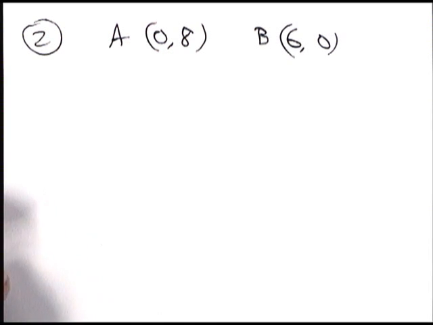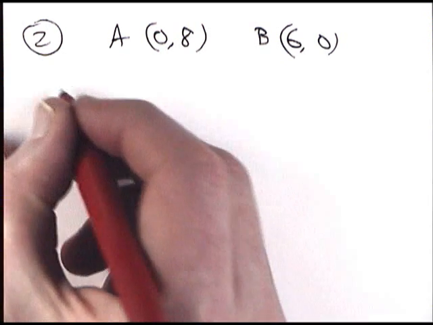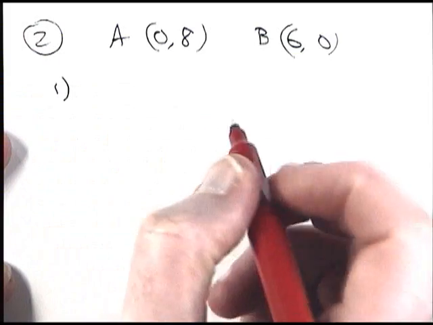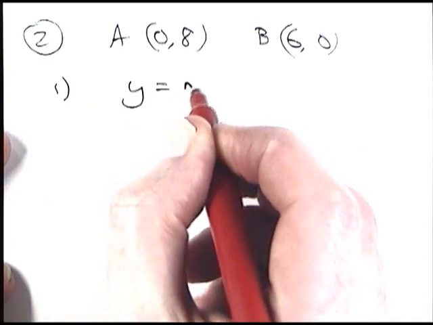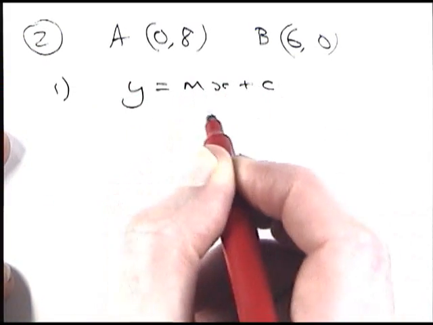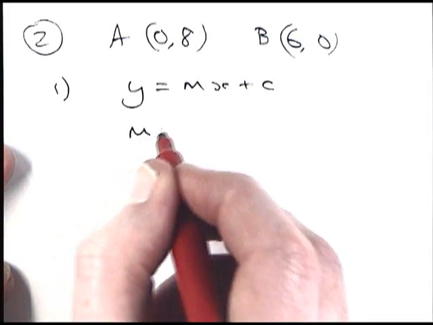Question 2 from the AddMaths paper 2008. A has the coordinate 0, 8, B has the coordinate 6, 0, and in part 1 we need to find the equation of the line AB. Straight line equation, y equals mx plus c, where m is the gradient.